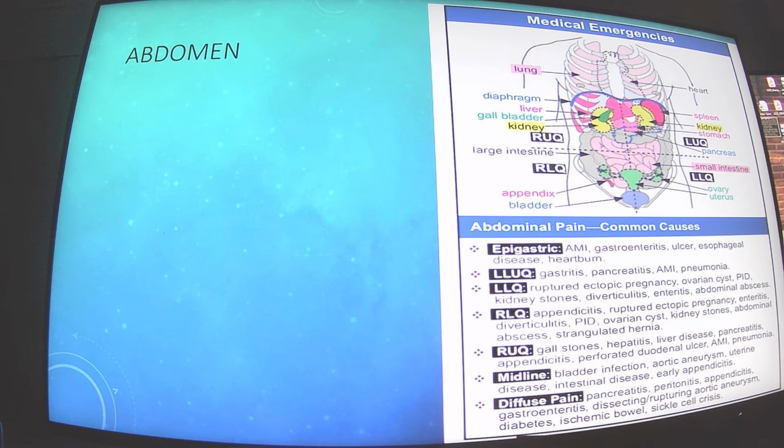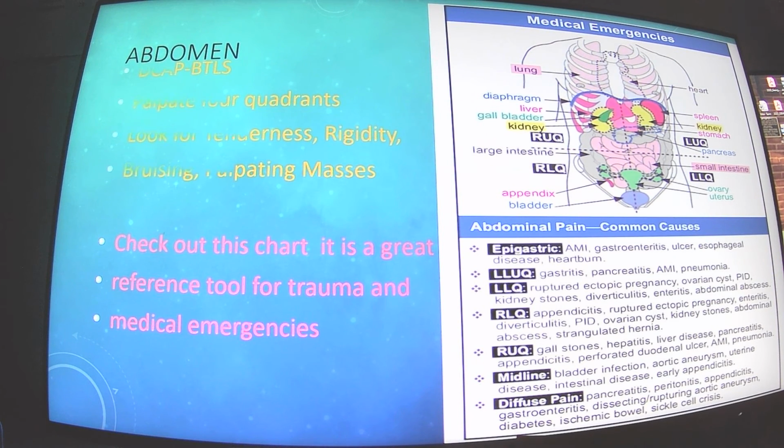Okay, then we're going to move down to the abdomen. Of course, the abdomen, we usually divide it into the 4 quadrants. Okay, and this is a good little schematic to help you remember what's in what quadrant. Okay, so we're going to palpate, and we're going to be looking for a few things. All 4 quadrants, and we're going to check for tenderness, rigidity, bruising, and palpating masses. Okay, 4 quadrants. We're going to check for 4 things.